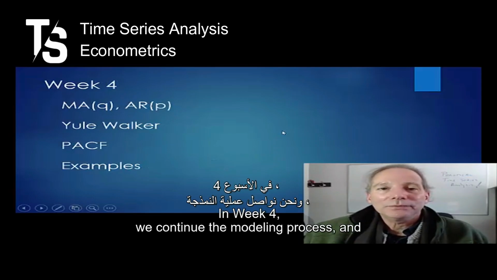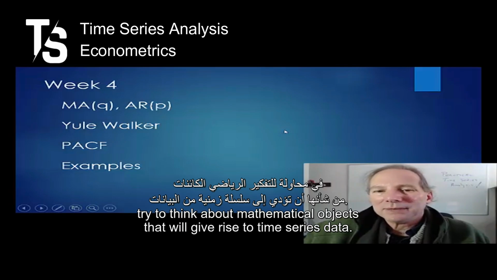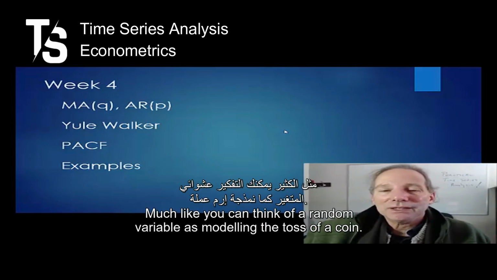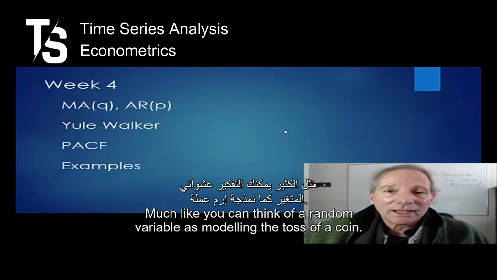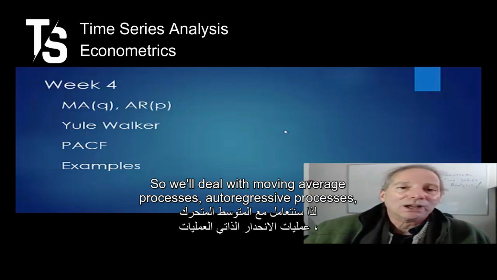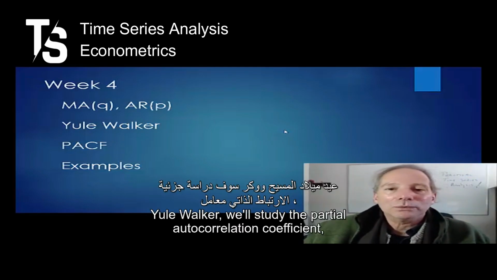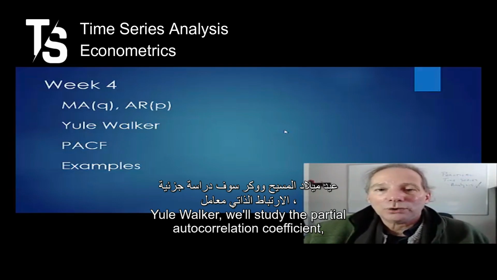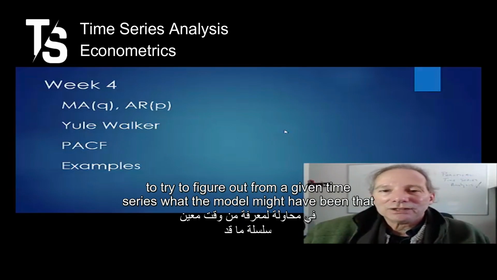In week 4, we continue the modeling process and try to think about mathematical objects that will give rise to time series data, much like you can think of a random variable as modeling the toss of a coin. So we'll deal with moving average processes, autoregressive processes, Yule-Walker. We'll study the partial autocorrelation coefficient to try to figure out from a given time series what the model might have been that produced it.